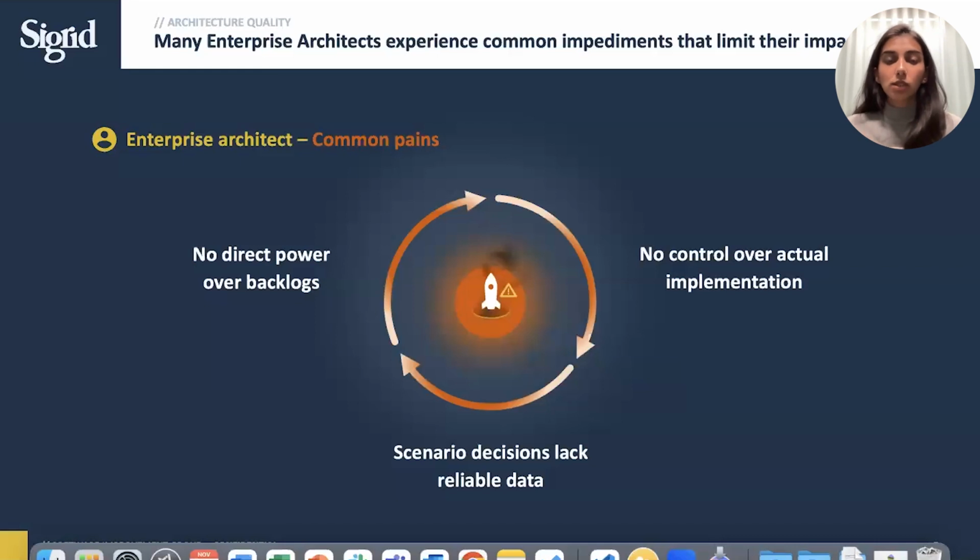The second thing was enterprise architects, they do have a design picture in mind of their IT landscape.